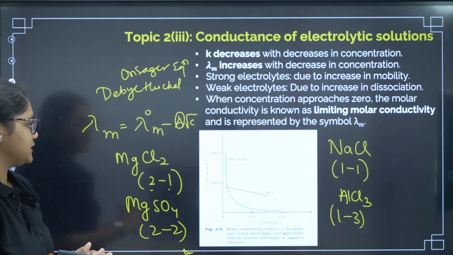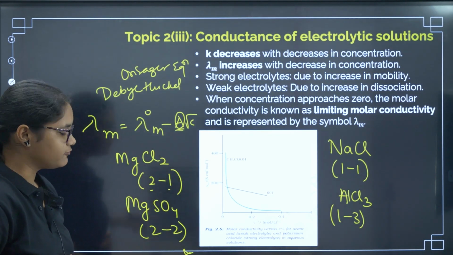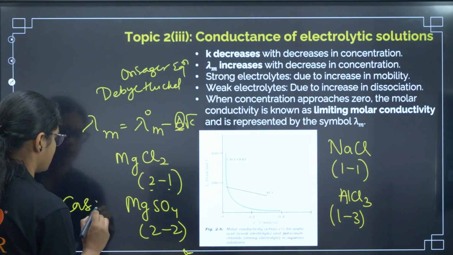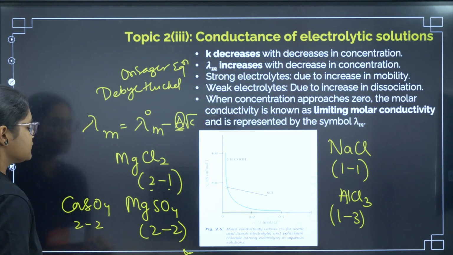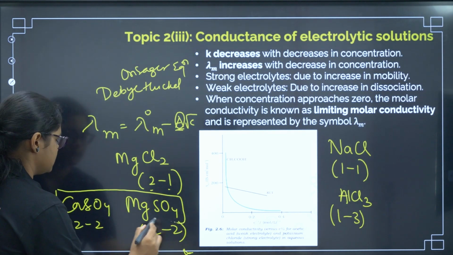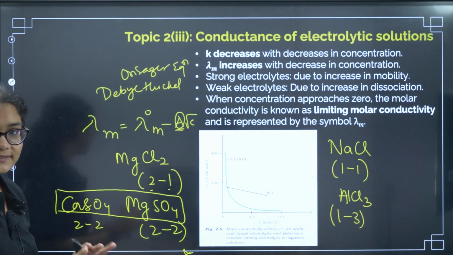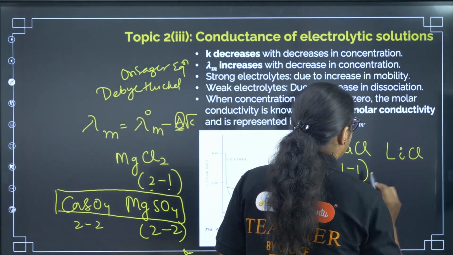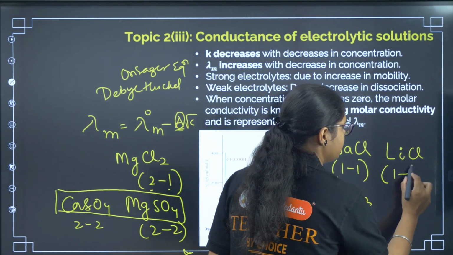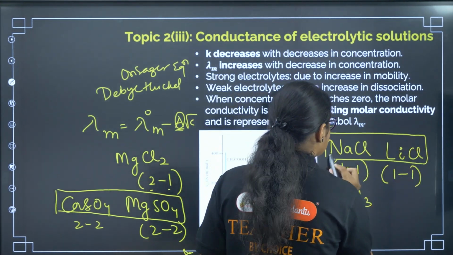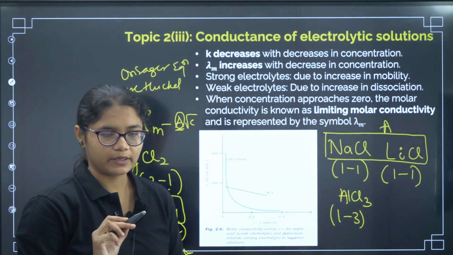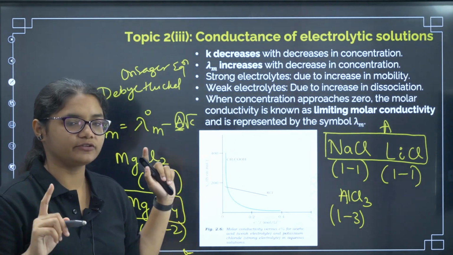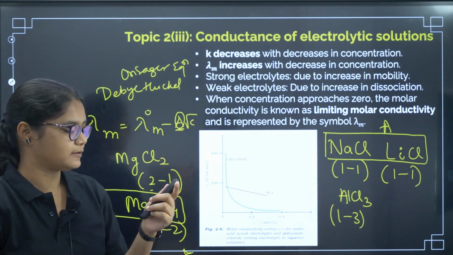Now what is the question asked here? This A value is the same for the same type of electrolytes. For example, MgSO4 and CaSO4 are also 2,2 type, so for these two electrolytes the A value will be the same. Now for example, NaCl and LiCl are also 1,1 type, so for these two electrolytes the A value will be the same. Just understand this part. Once this question was also asked, so revise it a little carefully.